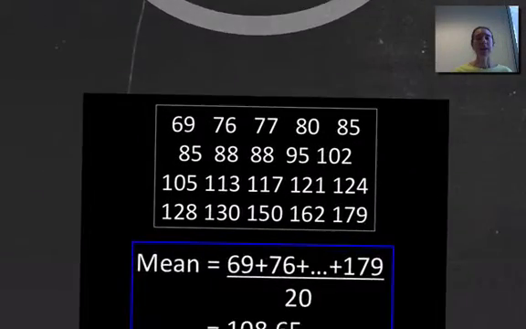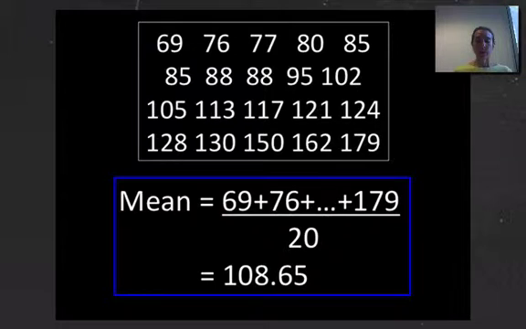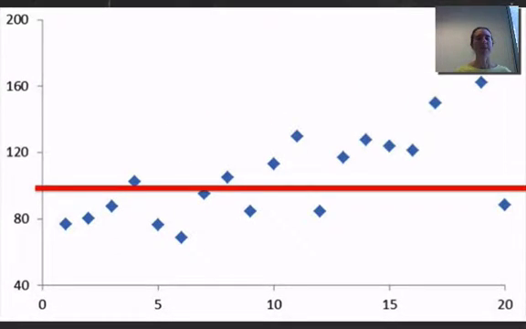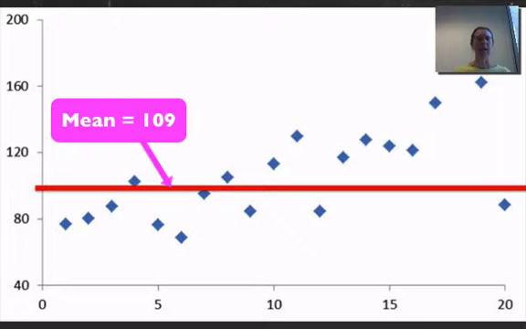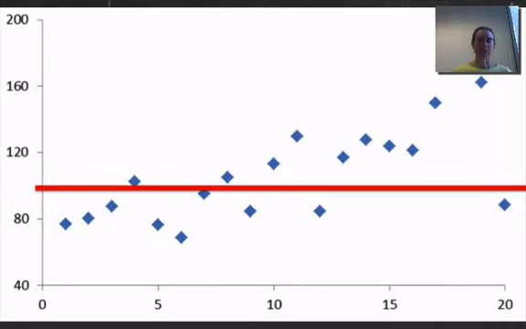Now, as we did in session 3, we can calculate the mean of these numbers. We add them up, 69 plus 76 plus on through 179, divide that by 20, and this gives us an average distance of 108 kilometers, or about 109 kilometers if we round things. Now, if I return to this graph, I can draw the mean, 109, across this set of scores. And the mean in this case is a constant score that goes across all of those.